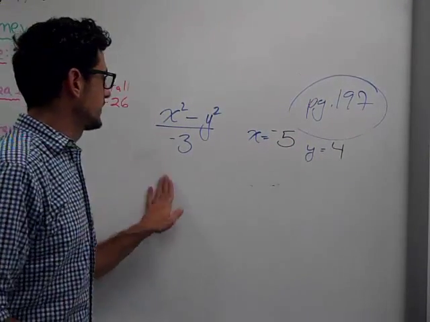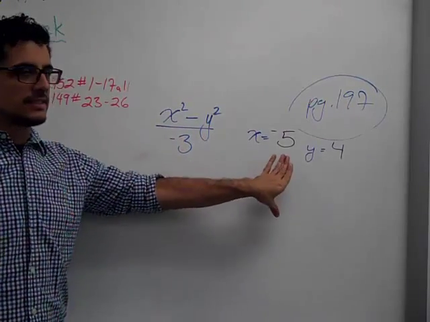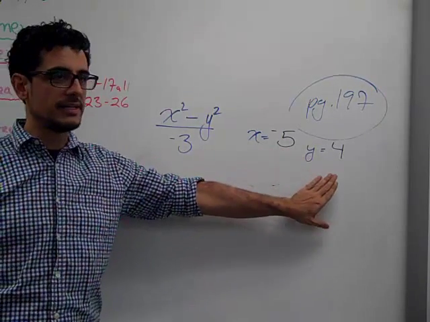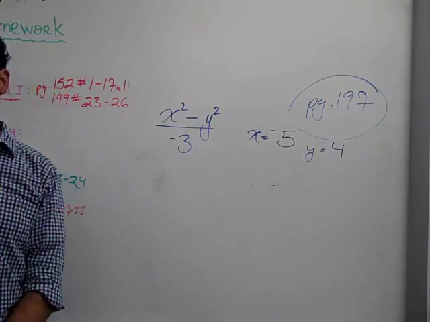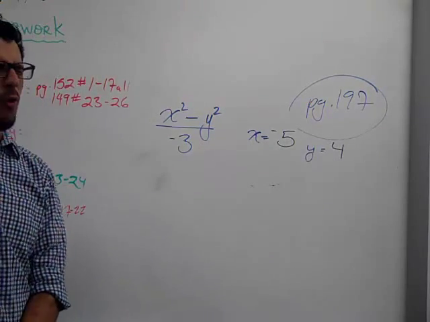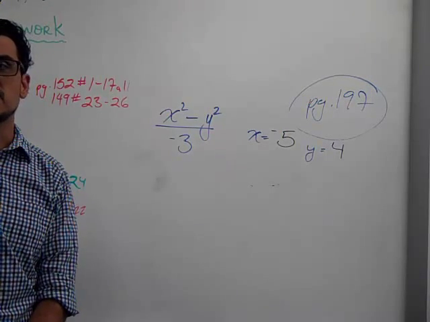All right, cool. So you guys are writing this down. We have x squared minus y squared over -3. The value of x is -5. Value of y is positive 4. So, according to what we've been doing, what should I do? What happens now? Why don't you guys talk to each other?